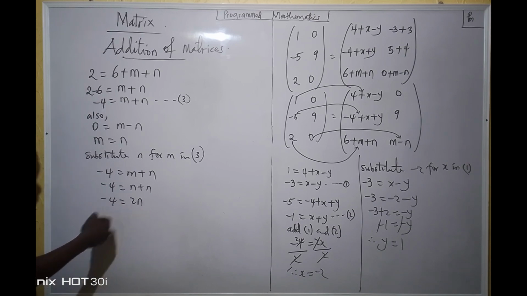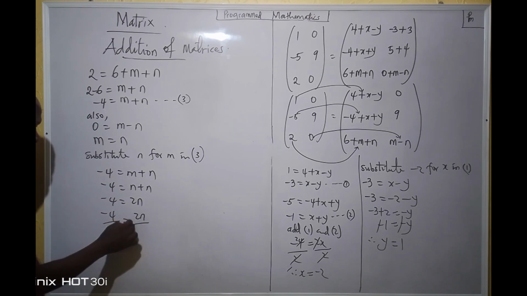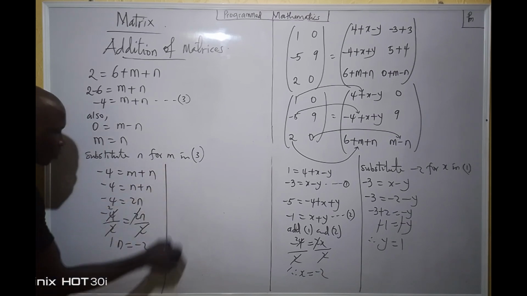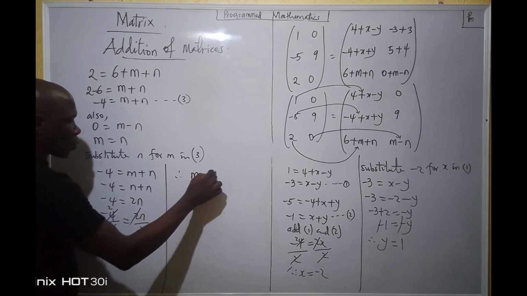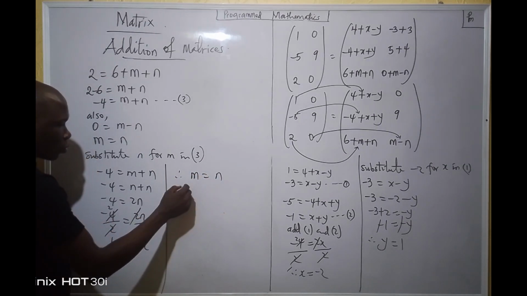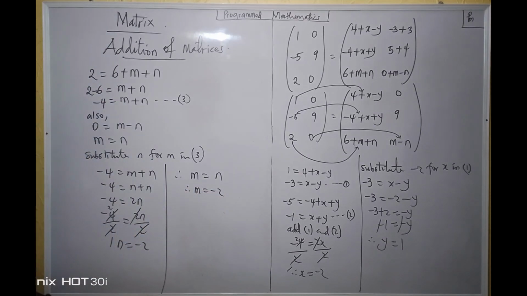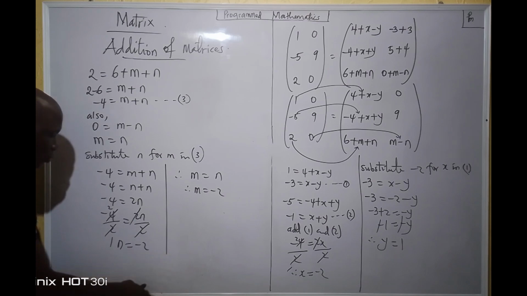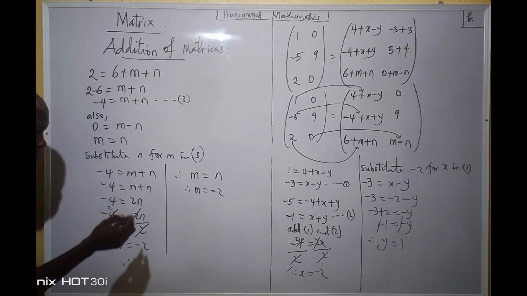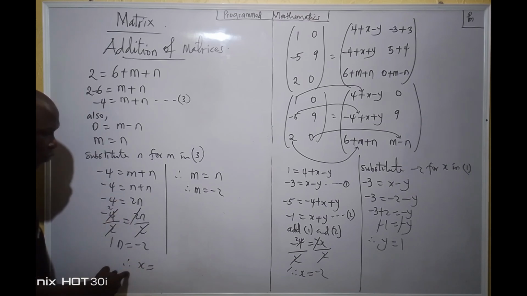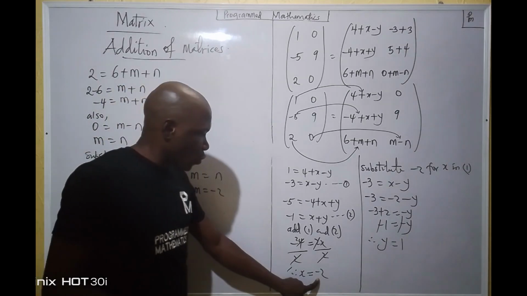Then we divide both sides by 2 to give us n. So minus 4 over 2 equals 2n over 2. The 2 cancels the 2 here, so here is 1, here is 2. So n equals minus 2. Since m is equal to n, m is equal to minus 2. Don't forget, I've told you, when you solve problems like this, always conclude your answer. So conclude by saying therefore x is equal to minus 2.